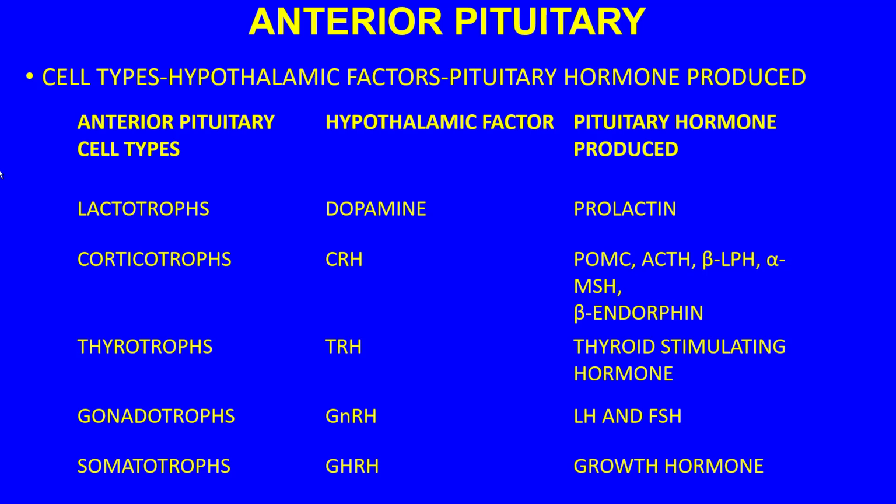TRH acts on thyrotrophs, and that causes the pituitary to release thyroid-stimulating hormone. Gonadotropes are triggered by the hypothalamic factor GnRH, and that causes the gonadotropes to release LH and FSH. Now, GHRH triggers somatotropes to produce growth hormone.